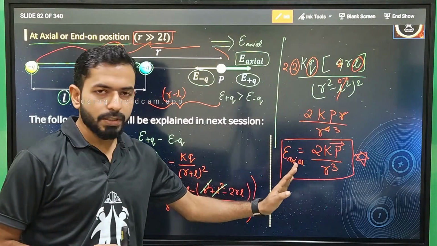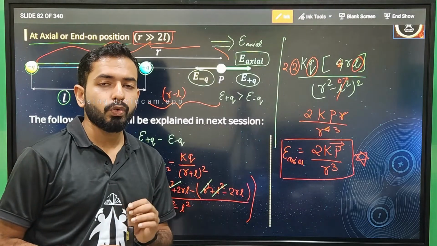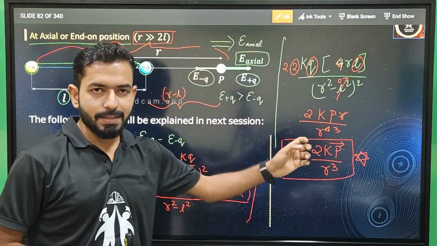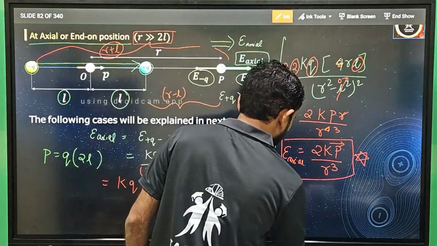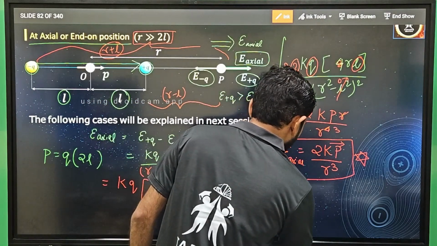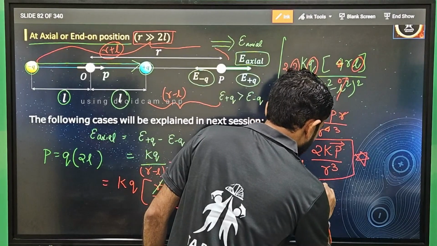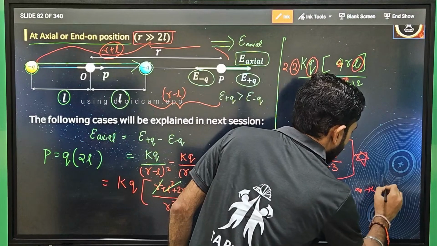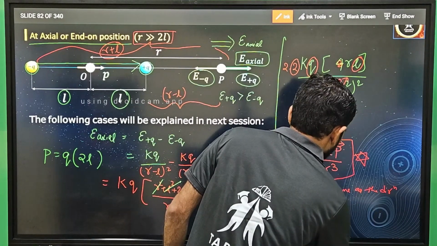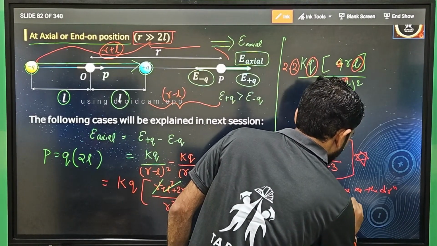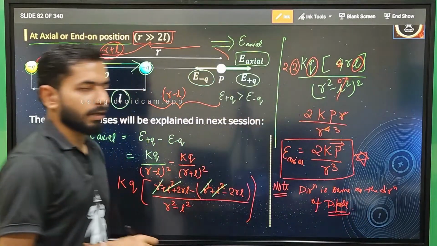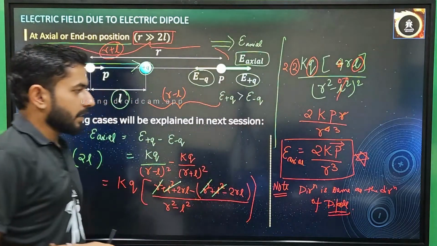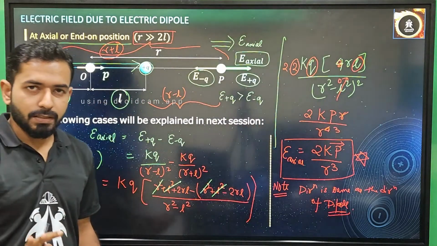We know that at axial position, what is the electric field? This is a very important formula, 2kp divided by R cube. And what about the direction? Direction will be the same. You can write that also in a note. Make a note and write: direction is same as the direction of dipole. Direction is same as the direction of dipole, correct? This is what I have to tell you. This is all about the axial position. I hope that this is clear, students.